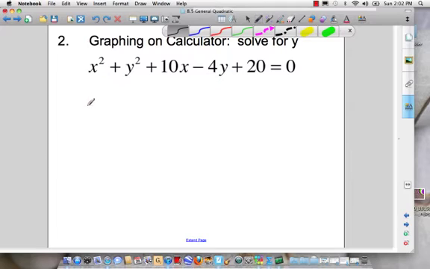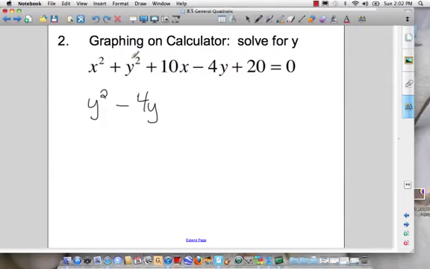So what I'm going to do, I want to solve for y. So I'm going to think of this as a quadratic equation in y. So y squared minus 4y. So I've already taken care of this term and this term. Notice the other three terms do not involve y. So I'm going to group them together, plus x squared plus 10x plus 20 equals 0.